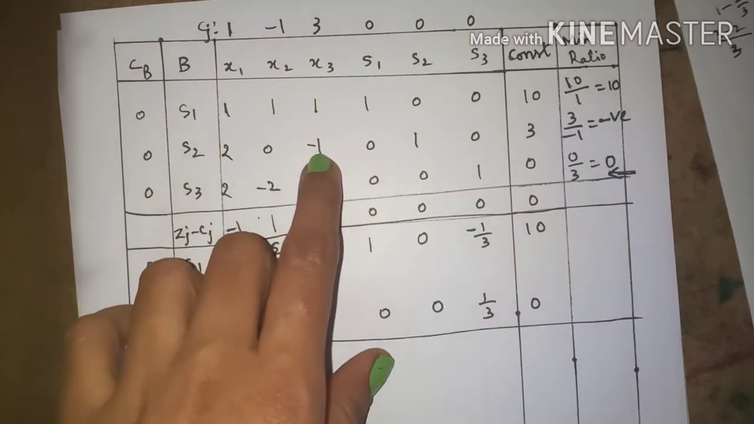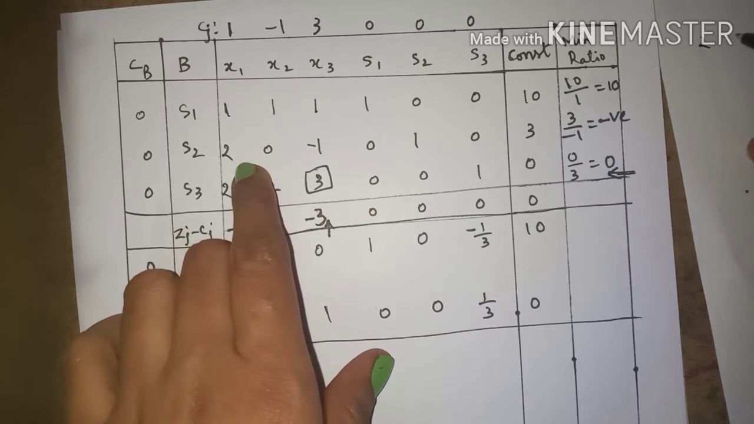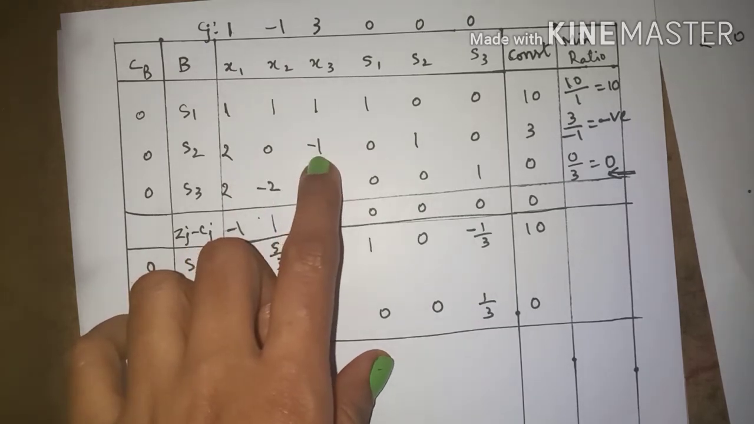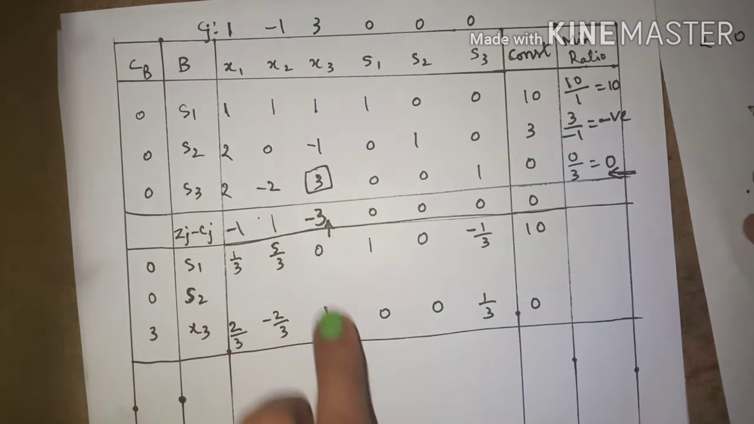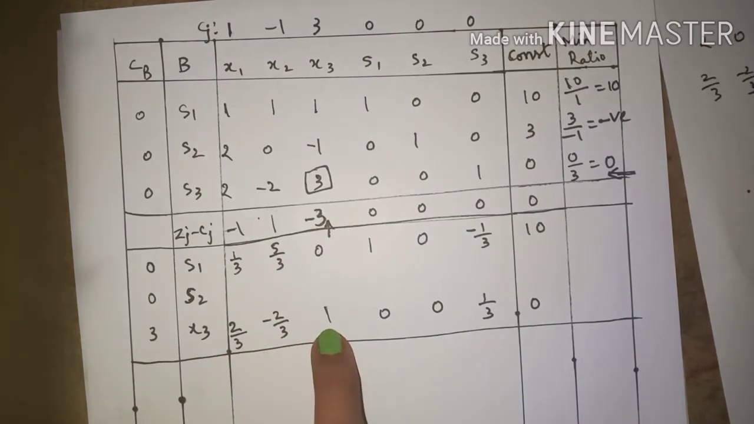Next, this element we have to convert into 0. This row is 2, 0, minus 1, 0, 1, 0, 3. The new row is 2 by 3, minus 2 by 3, 1, 0, 0, 1 by 3, 0.